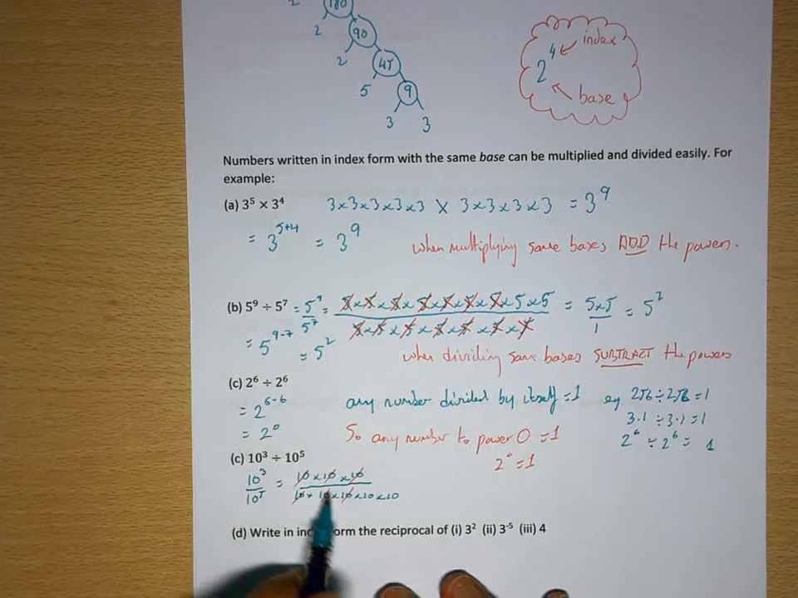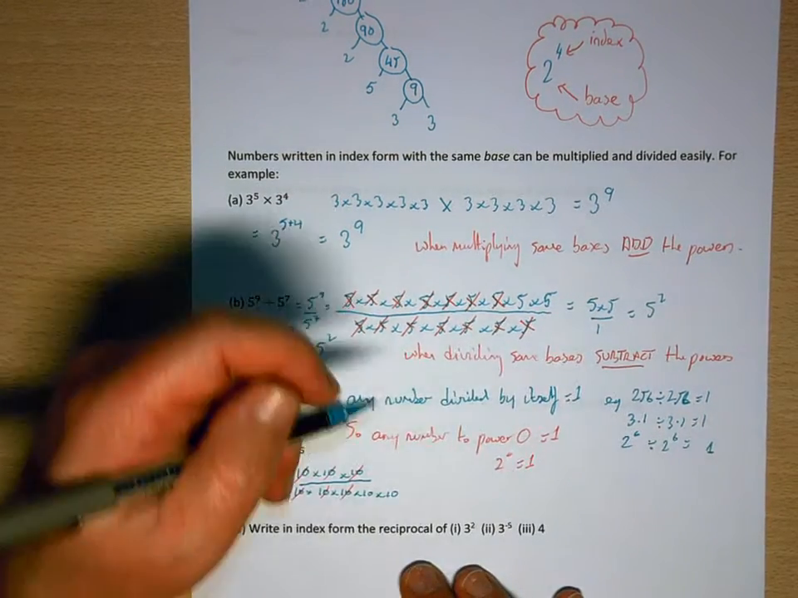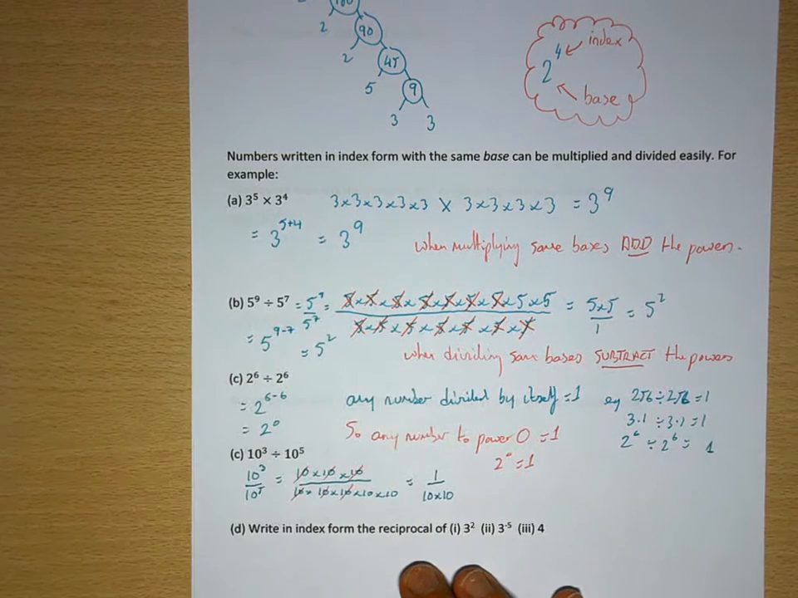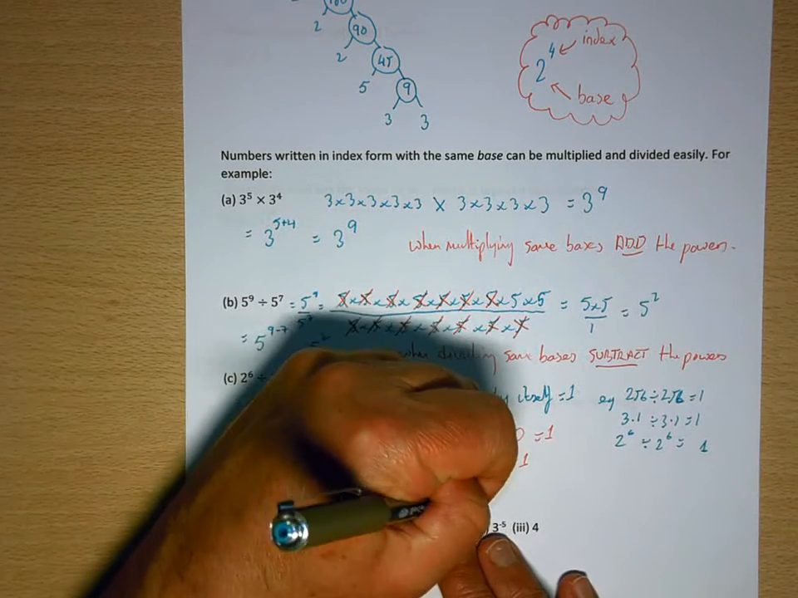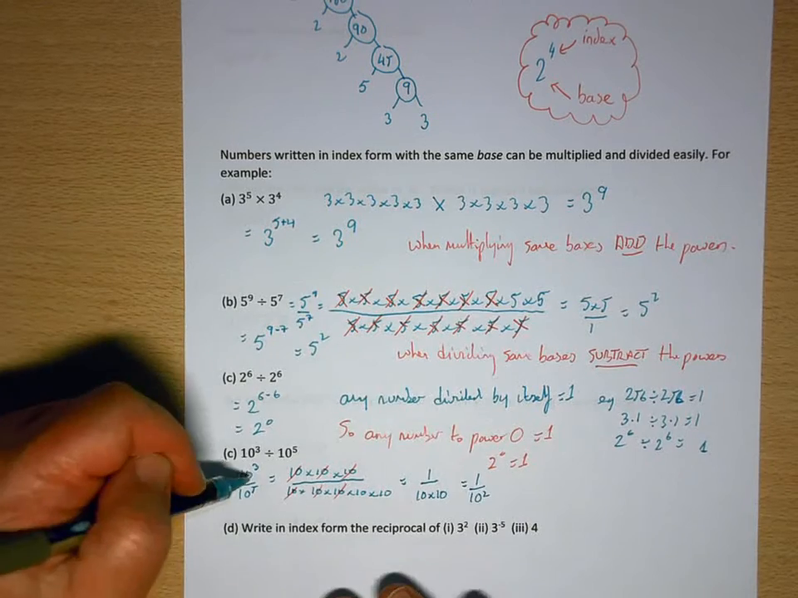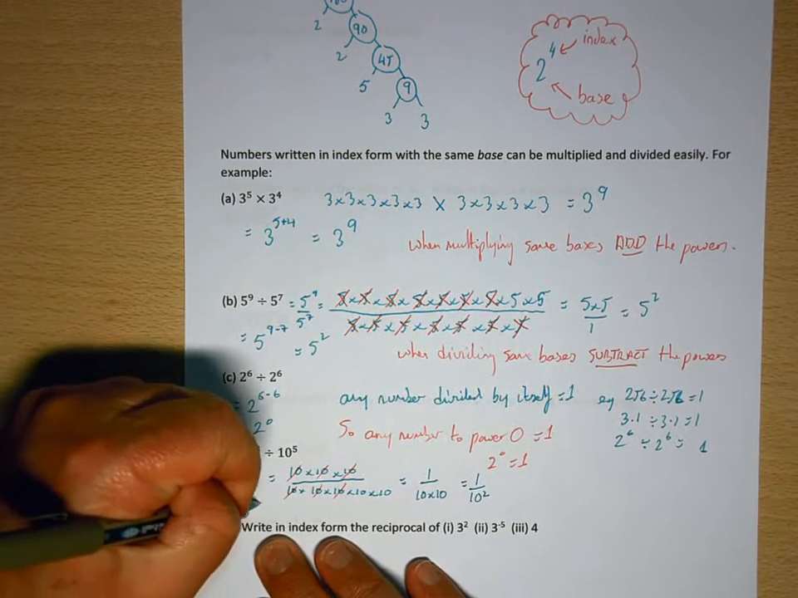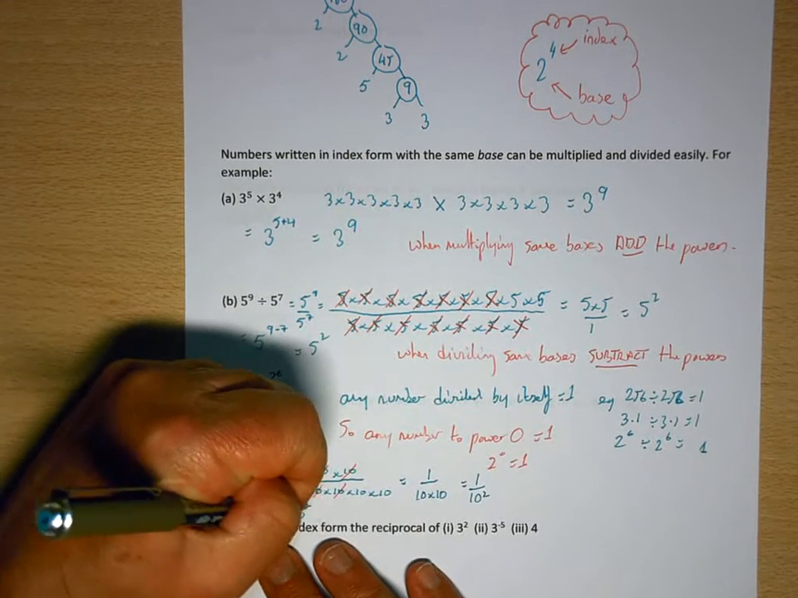But I know there's a 1 there. So just like I got 5 times 5 over 1 up there, I've got 1 over 10 times 10 here, which is 1 over 10 squared. Now, using the laws of indices, this is the same as 10 to the 3 take away 5, which is 10 to the negative 2.